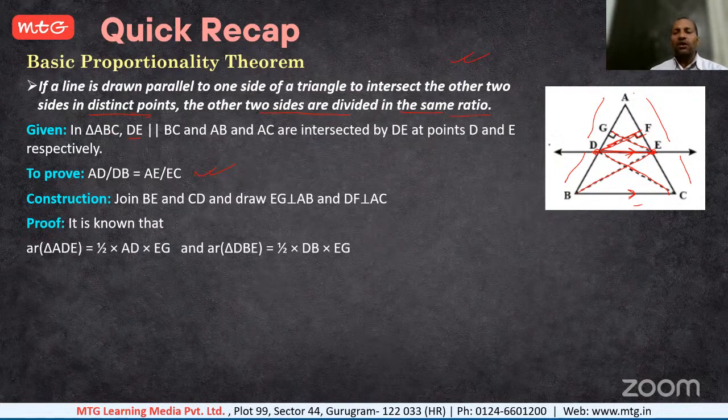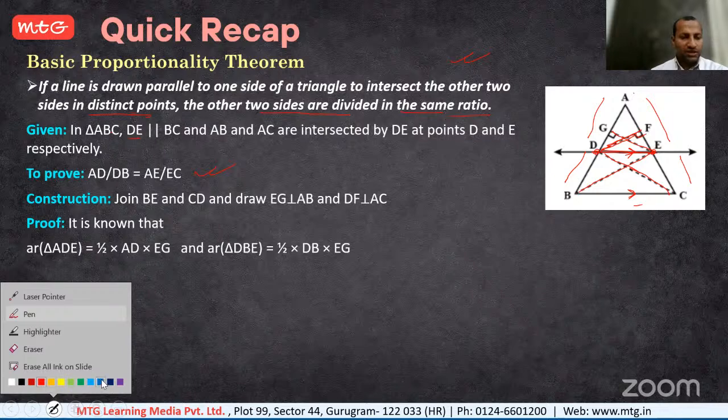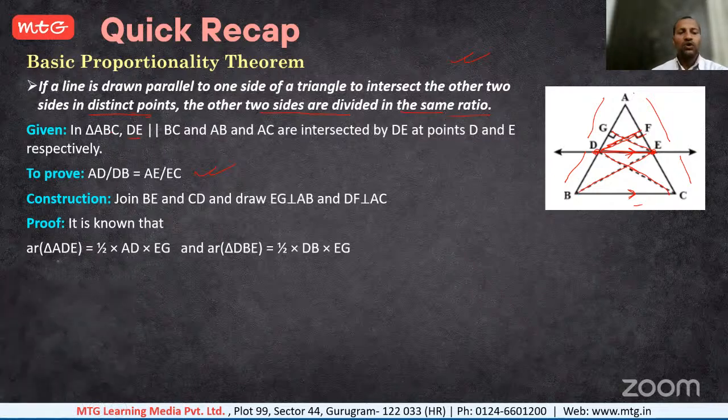So now we will take this triangle ADE. Let me change the color so it will be visible to you. So triangle ADE. This is the upper smaller triangle. Fine. So in this upper smaller triangle ADE, how can we take the area of triangle ADE?